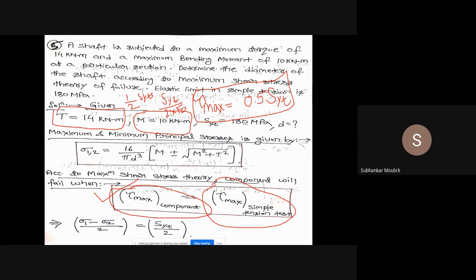into factor of safety. So this value will be which value? This is nothing but this tau max value. And with the help of this torque T and this bending moment M, I have to find out the maximum shear stress of the component, and then I will equate both the two values, then we will get the diameter of this shaft. Is the problem clear? What are we going to do in this problem?